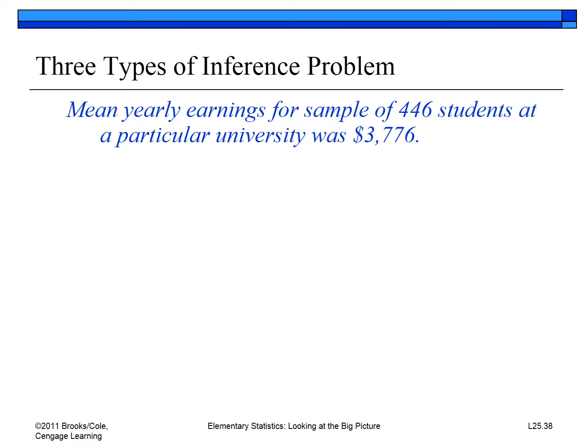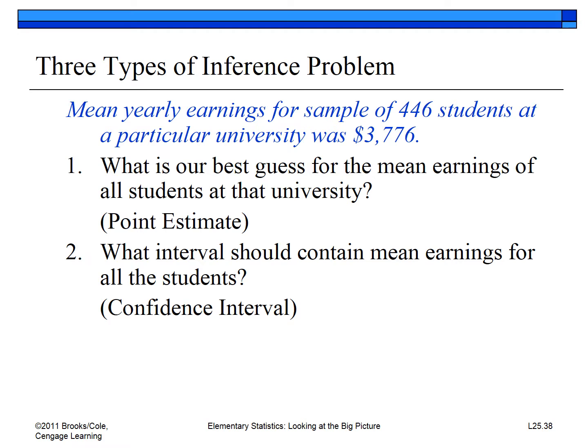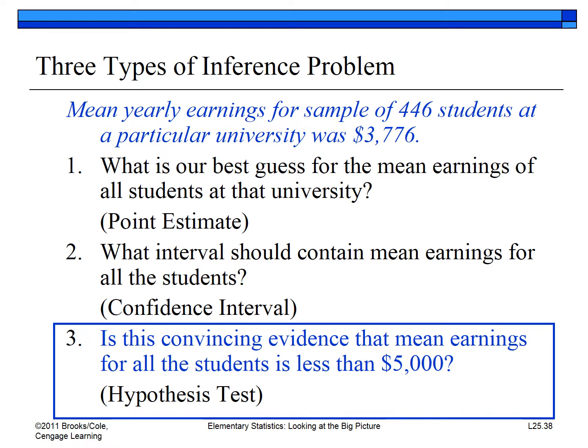So again, looking at our mean for yearly earnings, we looked at a point estimate. That's our best guess for the mean earnings of the population. We looked at a confidence interval. That's the interval that should contain the mean earnings for all students. Next, we'll turn our attention to whether or not we have convincing evidence that mean earnings for all students is less than $5,000. This is the hypothesis test.